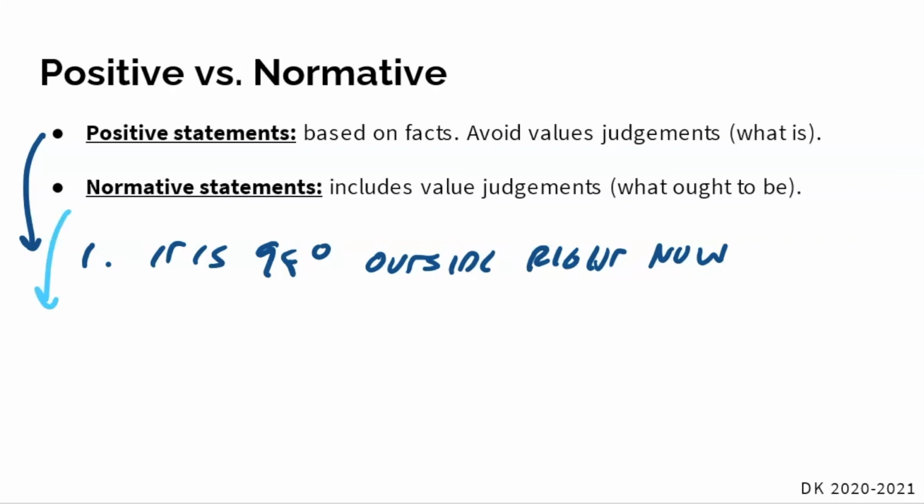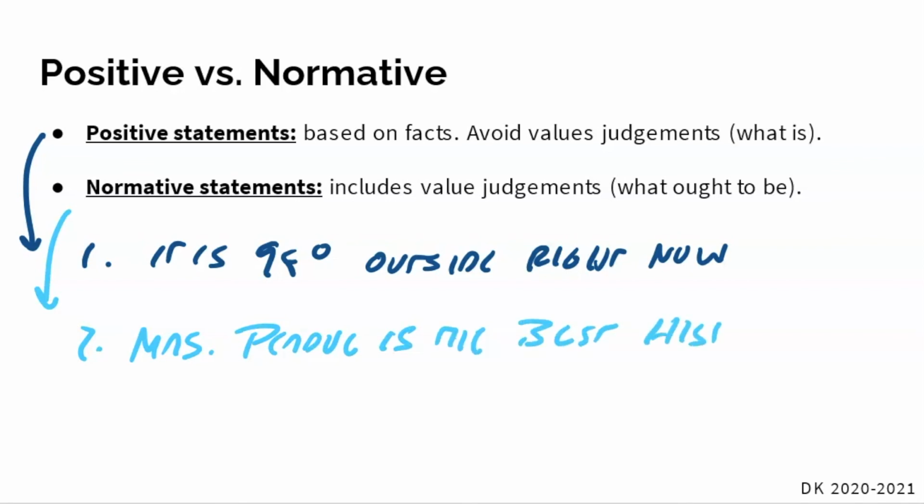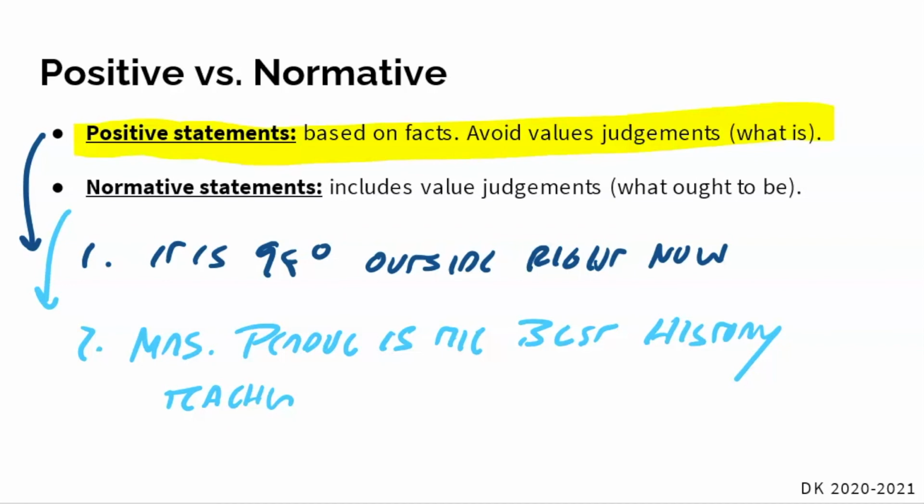A normative statement would be, Mrs. Purdue is the best history teacher, right? That is a normative statement. Why is that a normative statement? Because that is an opinion statement. That is a value judgment. And so in economics, we are only going to be dealing with positive statements. We don't necessarily care about normative statements here.